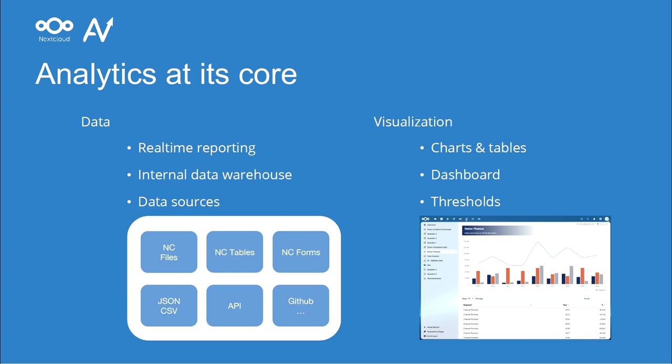The core of it, of course, is all about data. We have two stages where we can base our reporting on. First, very important, real-time reporting, or we have an internal data warehouse where you can store the data, for example, for history reportings. We have a various amount of data sources, only some examples here where you can grab the data from for your reporting. Can be Nextcloud files, tables, forms, also external data sources.